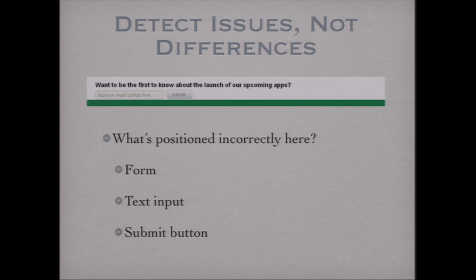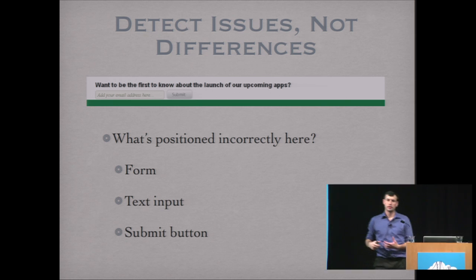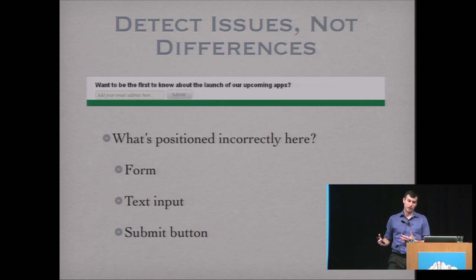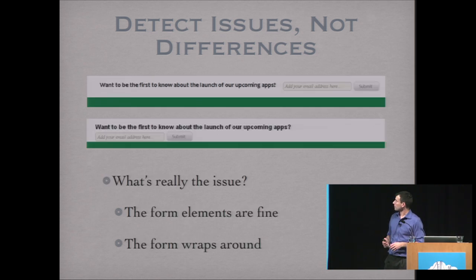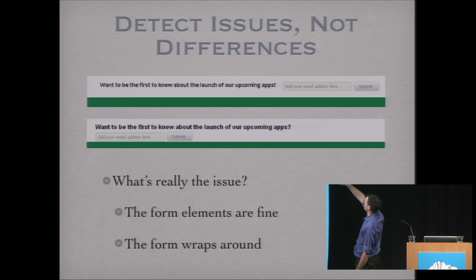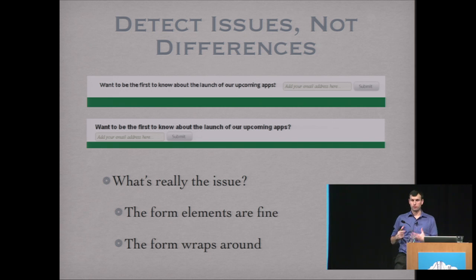What's wonderful about web consistency testing is that we really want to surface rendering issues, not rendering differences. Taking a look back at this page here, it's pretty obvious that the form is wrapped around, but the text field is also wrapped around, and the submit button is wrapped around. If you were just doing a naive DOM comparison or an image comparison, each one of these things would be reported as a problem. But what's really the issue? When we look at it, the submit button and the input field are correct relative to each other. We want to report just the form as being the problem.